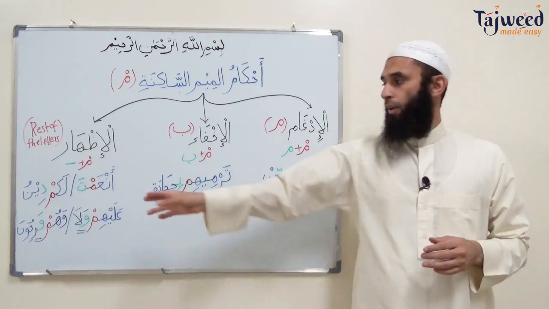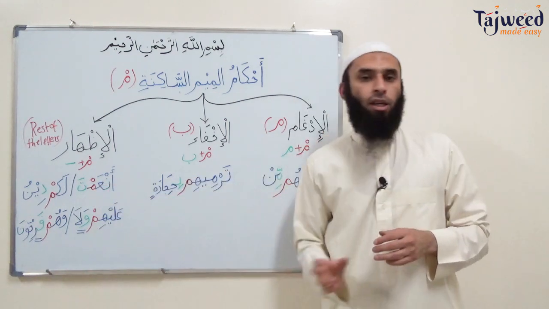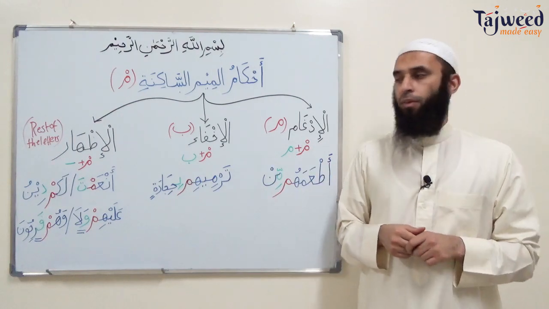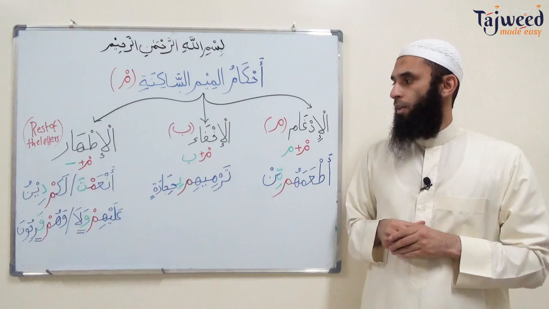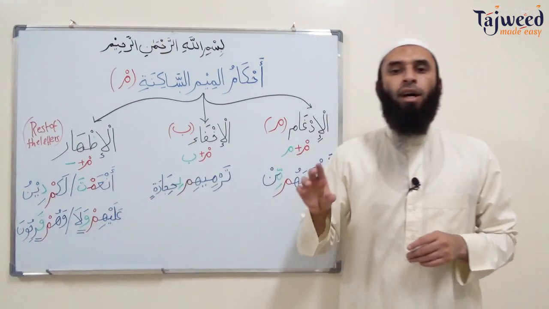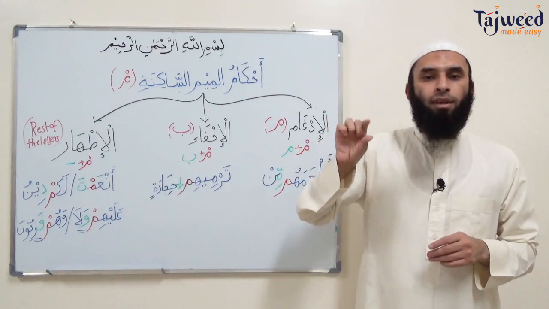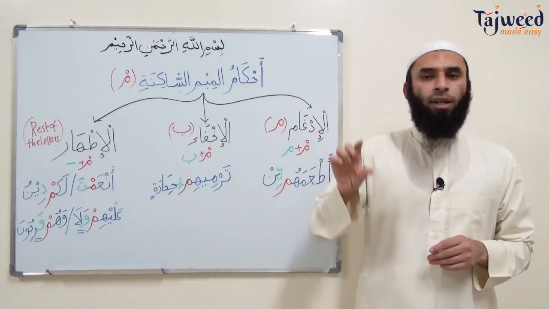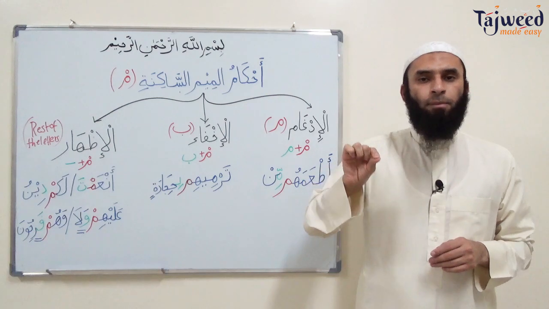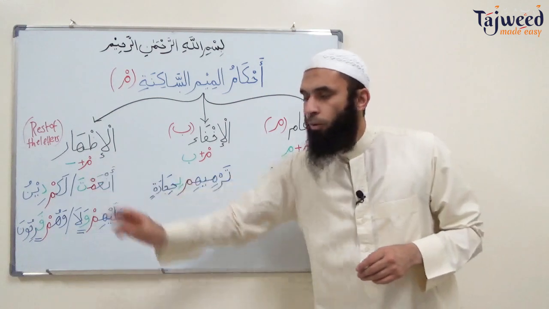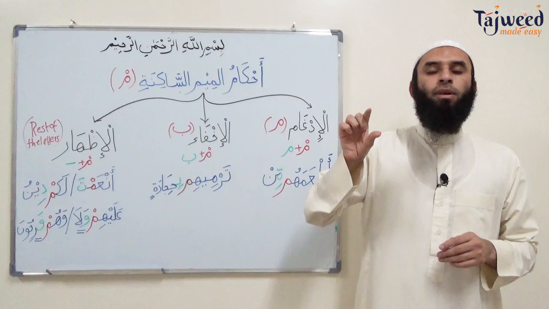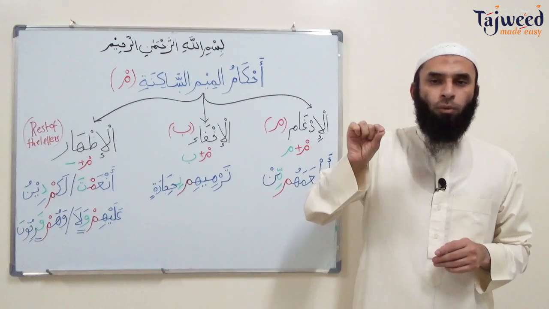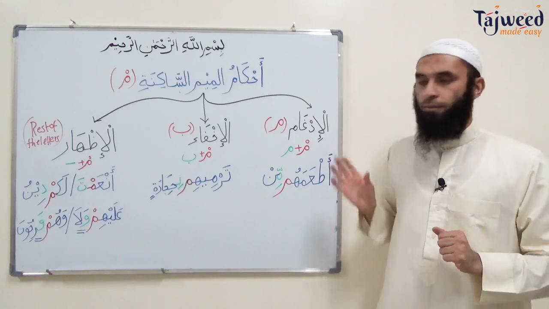Now, the Izhar can be in one word, or it can be in two different words. The first word ends with the Meem Saakinah, and the second word starts with any of the 26 letters. So here, an'amta. Just touch, let go. If Meem meets all the other letters, just touch and go. An'amta. That's it. And lakum dinukum. So here we have the three situations.